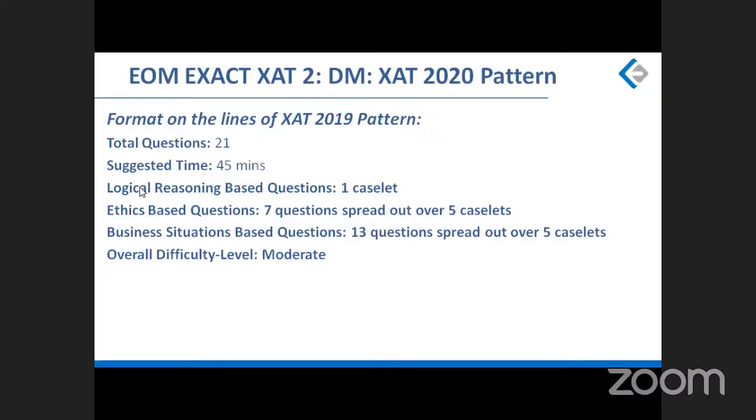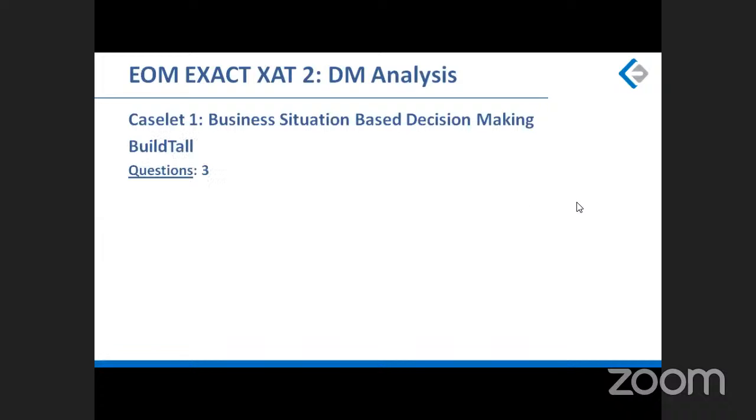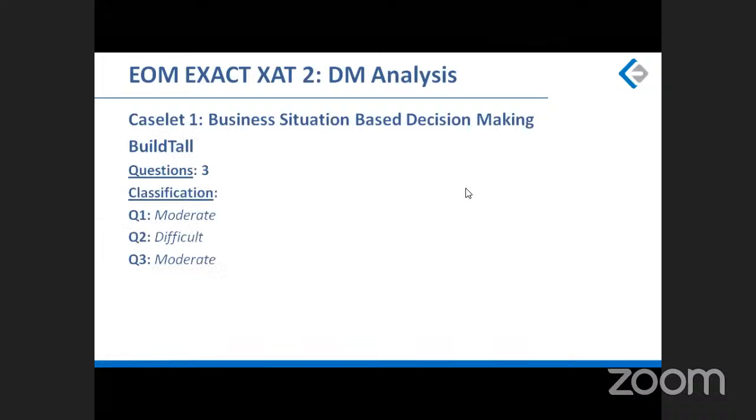One caselet based on logical reasoning, ethics based questions, 7 spread out over 5 caselets. So this one had a total of 7 to 8 caselets, and situation based questions, 13 questions spread out over 5 caselets. So that makes it 13 plus 7 plus 1, 21 questions. First caselet, a completely business situation based decision making, 2 moderate questions, 1 difficult question.